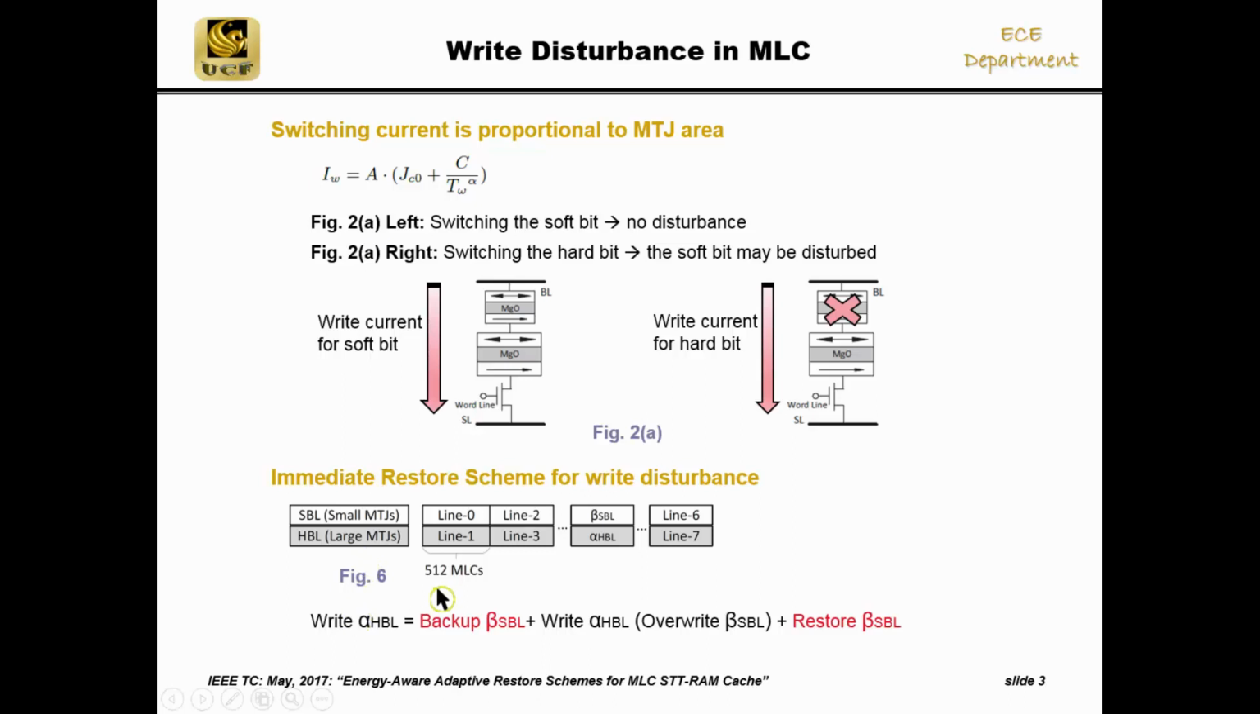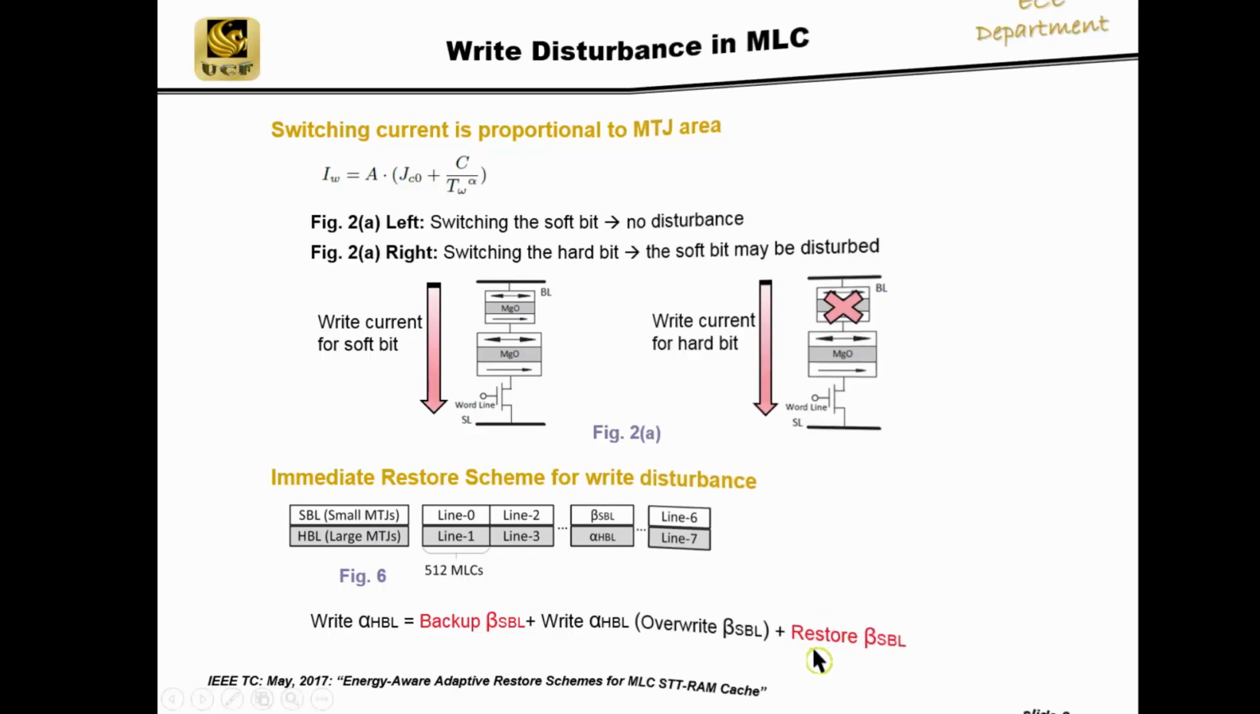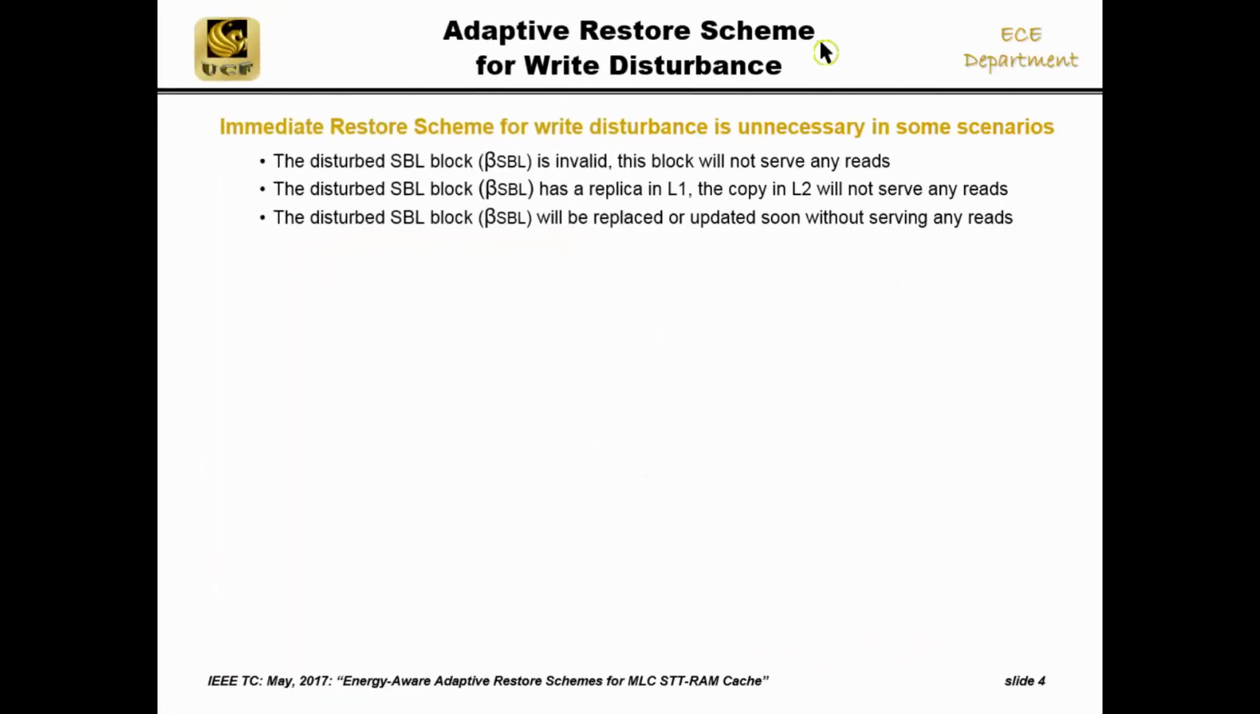In order to write an alpha data block to the hard bit line, the data block beta of the corresponding soft bit line has to be backed up first. Then the alpha block is written, which will overwrite the beta block due to the critical write currents. Thus, as a last step, block beta has to be restored to maintain the data integrity. So those red overhead terms in the last equation lead us to the adaptive restore scheme proposed in the paper.